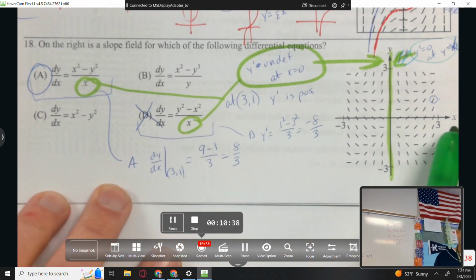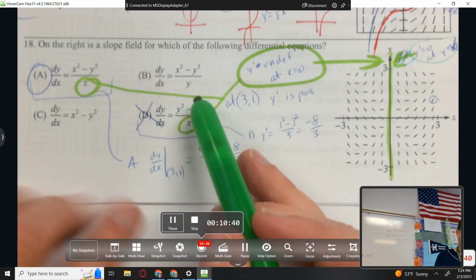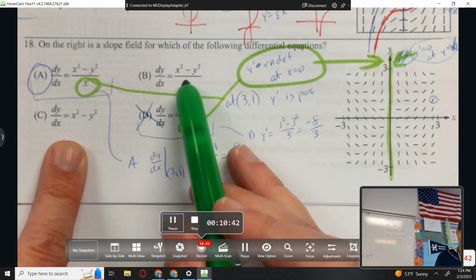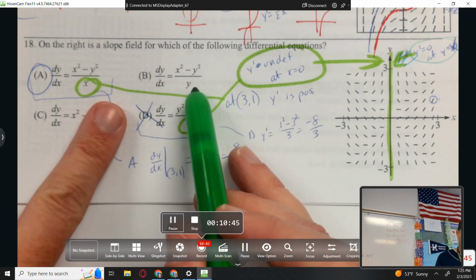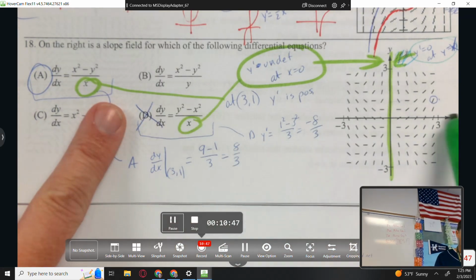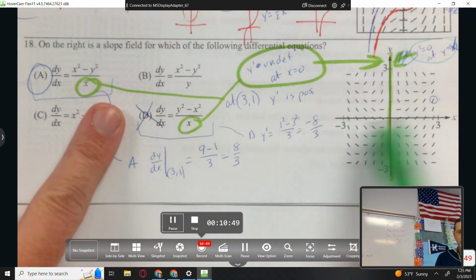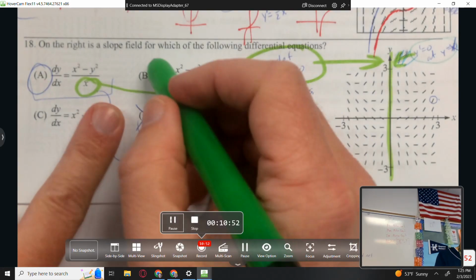If y is 0, maybe take it the other way. If y equals 0, then B should be undefined. But at y equals 0, none of those are undefined, they have slopes there. So B is out.